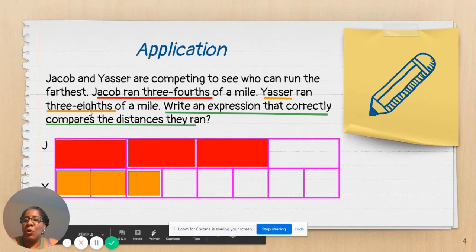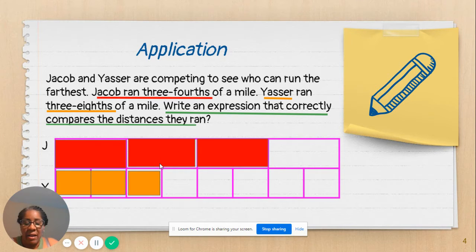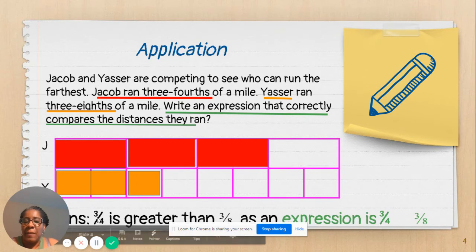Okay, they want to know who ran the farthest. Okay, so based on our picture, Jacob ran the farthest. So again, 3/4 is greater than 3/8, based on our picture. As an expression, we can clearly state that 3/4 is greater than 3/8. Again, remember what I said: the mouth of the symbol, or the open end, needs to be pointing to the larger value. Okay, so 3/4 is greater than 3/8.